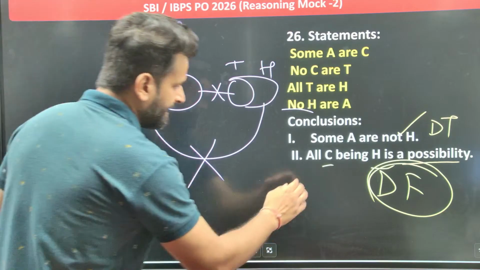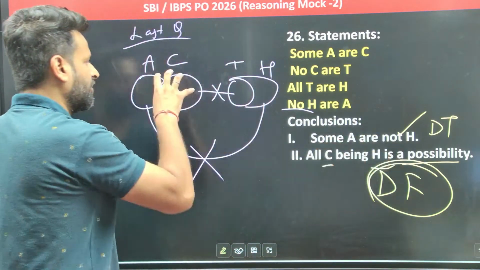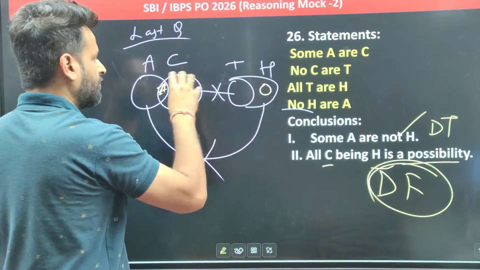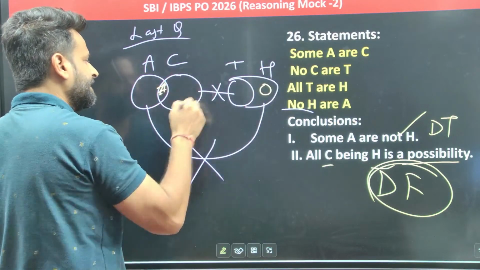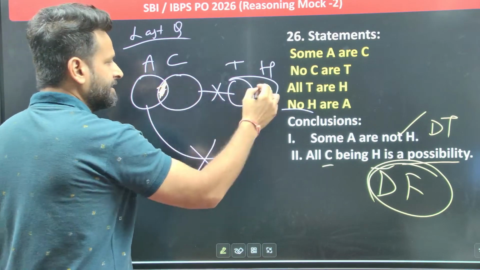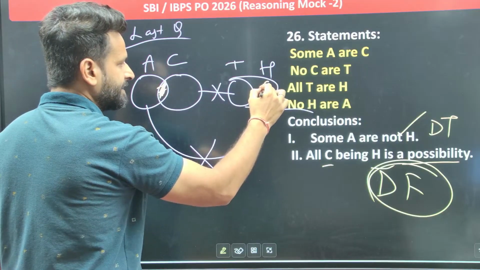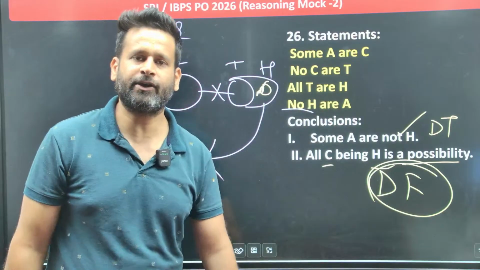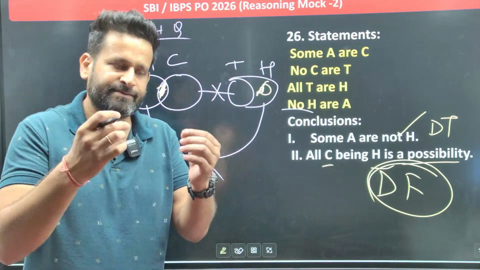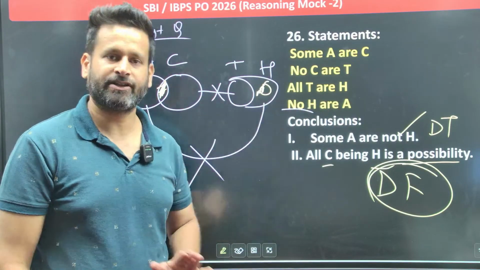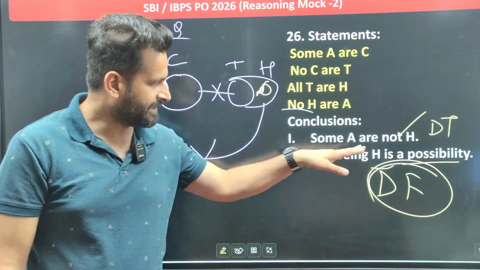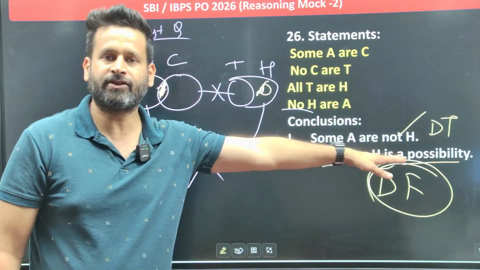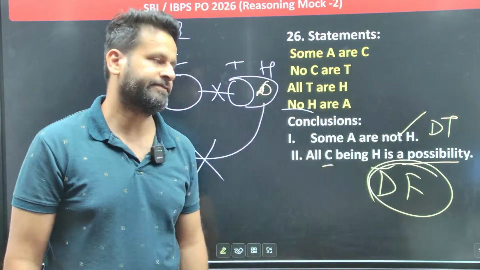Again, let's see. If I place all C inside H, then this C will bring some A. But A and H have no relation. Then how can you place even the smallest part of A inside H? Not allowed. That means even if it is asking for possibility, it is wrong. Answer will be only one follows, right?